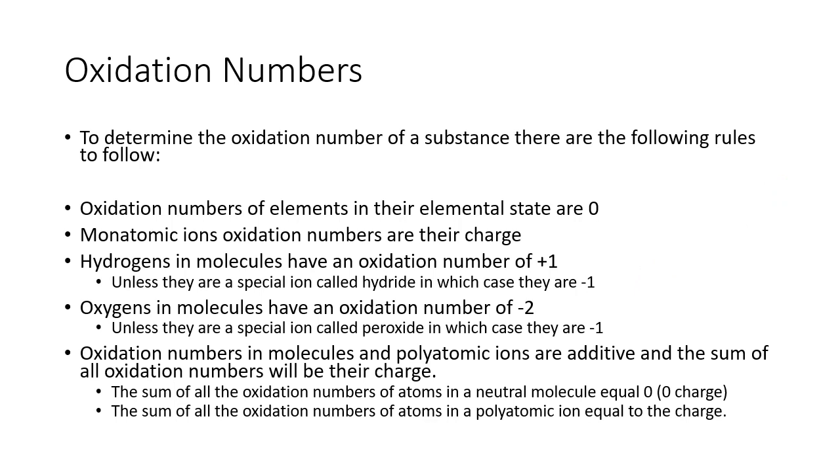Oxygen has an oxidation number of -2, unless it is in a special ion called a peroxide, in which case it is -1. So in something like CO2, both of the oxygens have an oxidation number of -2. What about something like O3? Do they all have an oxidation number of -2? No, they're going to have an oxidation number of 0. Why? Because it's an elemental state. Okay, trick question, Mr. Lim.